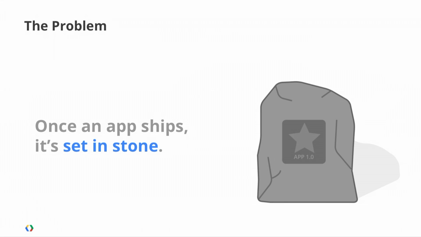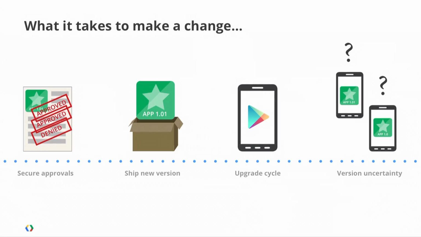And so what that means is if you want to make even the tiniest change to your app, you're now stuck with this multi-step process, with an indeterminate amount of time to get from point A to point D, and who knows how many other sub-steps there are in between. And it's really complicated. First you start by needing to secure approvals, whether these are internal approvals or you're going through an app store that requires approvals. Then you actually have to physically ship your new version. You have to wait for an upgrade cycle to happen.